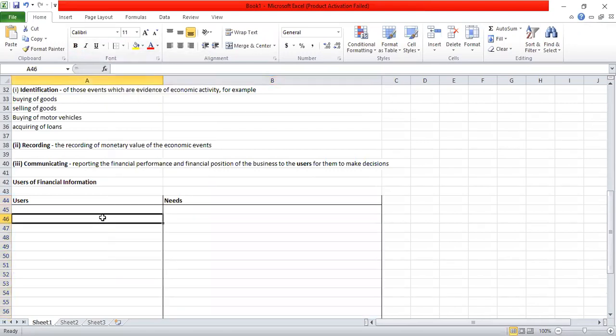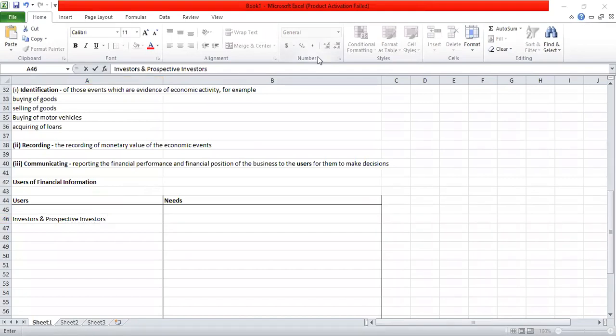Right. We have got investors and prospective investors. Investors are those people who have put their money in the business. And the prospective investors are people with money who are searching for investment, where to put their money.